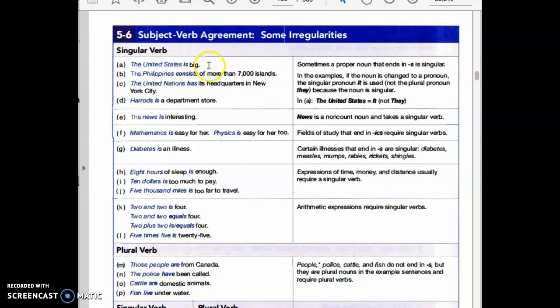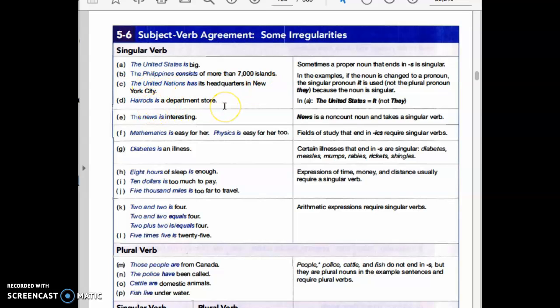The United States is, okay, sometimes a proper noun that ends in S is singular. So in this instance, we have the United States is, because it's a country. We are not counting the states here. The Philippines consists of more than 7,000 islands. So again, even if it's full of different islands, we're going to consider this as a country. So the Philippines is composed of different islands, but it's still one nation. The United Nations, it's one entity. We don't care if it's composed of different countries. It's just an entity. The United Nations has its headquarters in New York City.